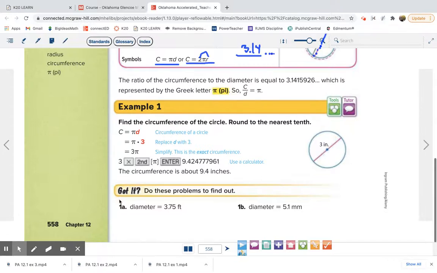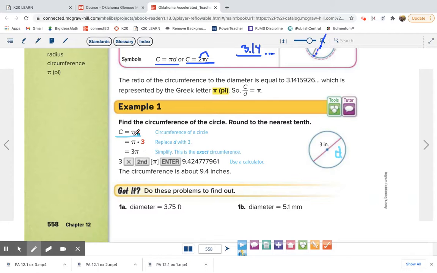Okay, so looking at this first example, find the circumference of the circle and round to the nearest tenth, not tens, tenth. So we first look at what we're given. We're given a circle with a line all the way across. Okay, so that means they gave us diameter. So using our formula, if they give you diameter, use the diameter formula. If they give you radius, use the radius formula. You can use either one as long as you know how to calculate radius or diameter. But I'm just going to use this one because it has the diameter in it.